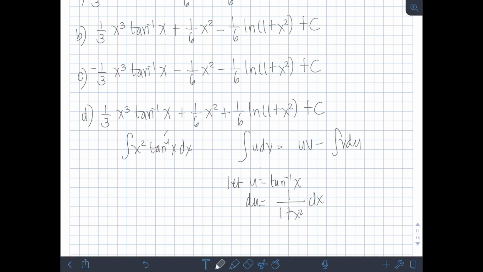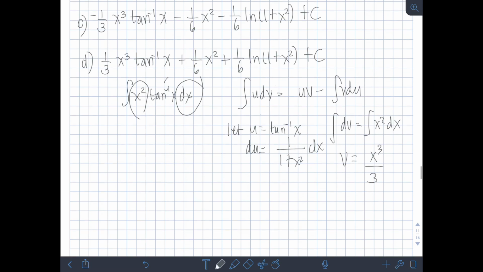So, times dx. Tapos, itong dv, gamitin natin itong x squared dx. So, we have x squared dx. And then, integrate both sides. We have v is equal to, integral ng x squared dx is power formula lang. So, x cubed over 3.